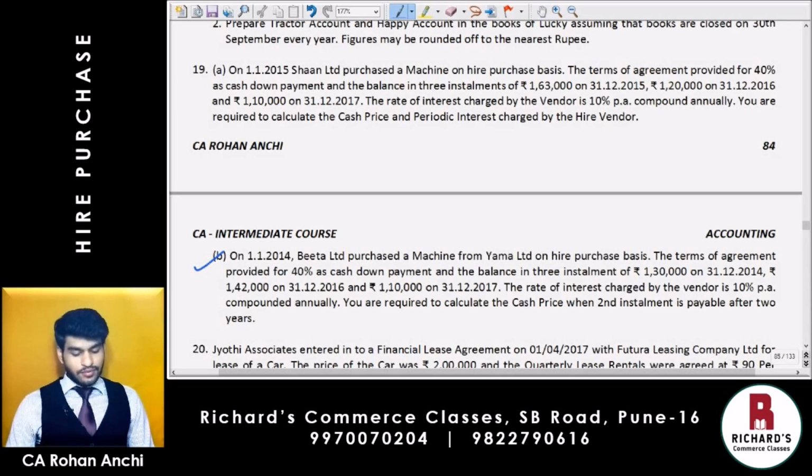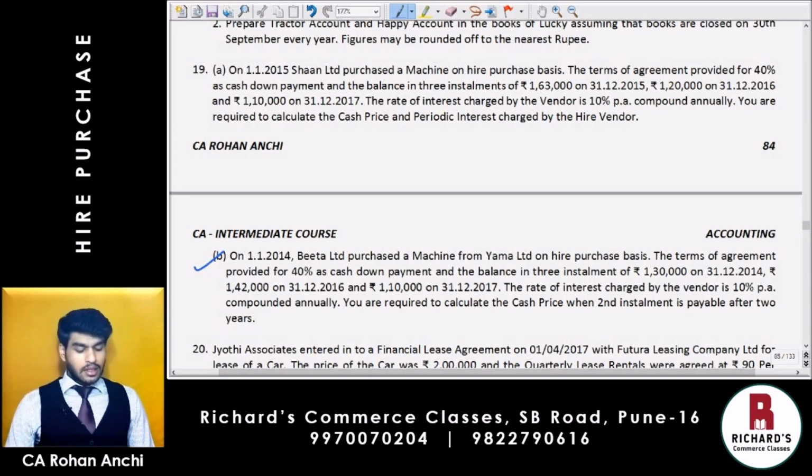On 1st April 2014, Beta Limited purchased a machine from Yama Limited on hire purchase basis. The terms of agreement provided for 40% as cash down payment and the balance in 3 installments of rupees 1,30,000 on 31st December 14, rupees 1,42,000 on 31st December 2016 and 1,10,000 on 31st December 2017. The rate of interest charged by the vendor is 10% per annum, compounded annually. You are required to calculate the cash price when second installment is payable after 2 years.